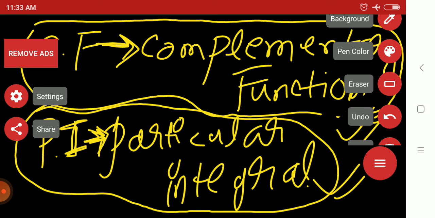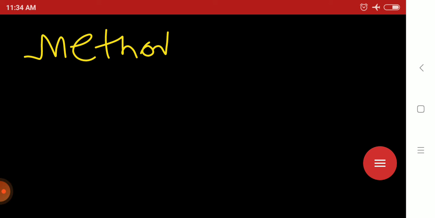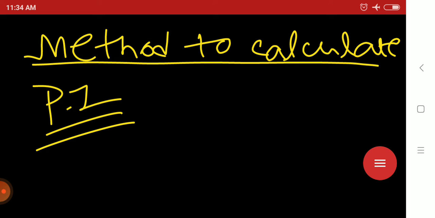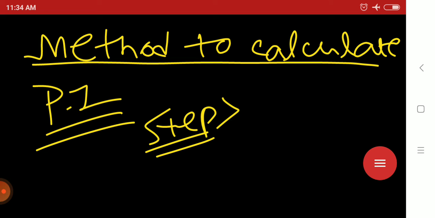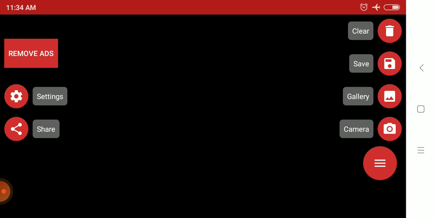How to find the complementary function I have discussed in my previous video. So today I will discuss the method to calculate the particular integral. So let's start. You have already got step 1 of the solution of non-homogeneous second order differential equation, y equals CF plus PI. So here is the method to calculate the particular integral, that is PI.